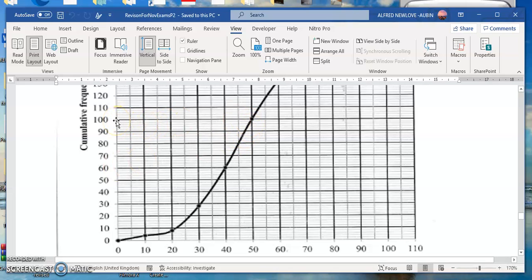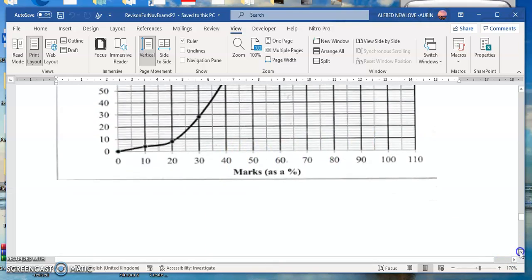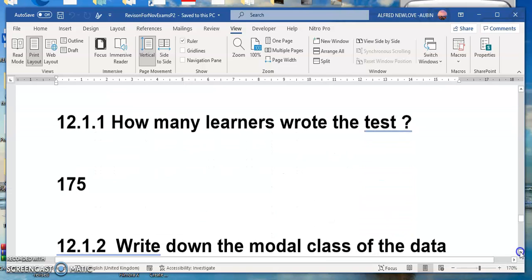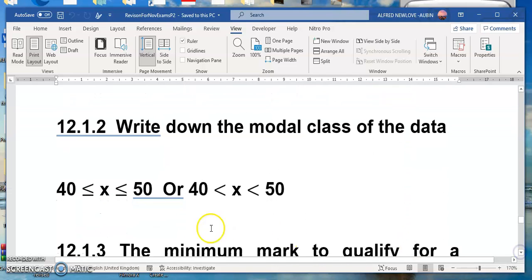which is going to give us 40. Okay, so the modal class is going to be between 40 to 50. Between 40 to 50. That's the modal class. You can write it this way or that way.